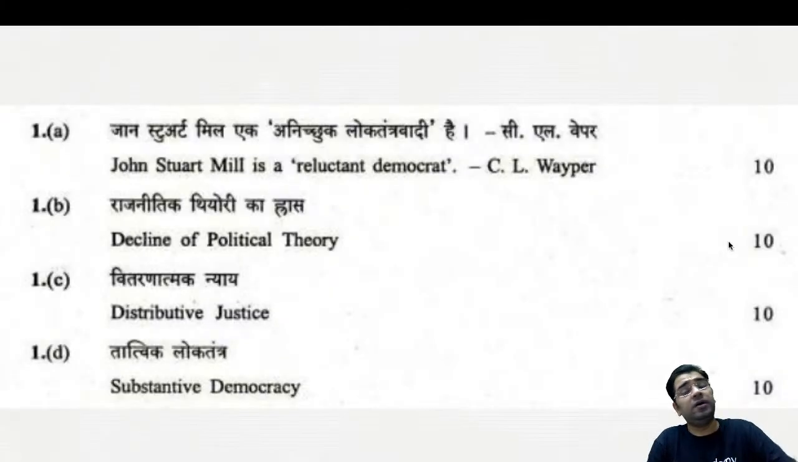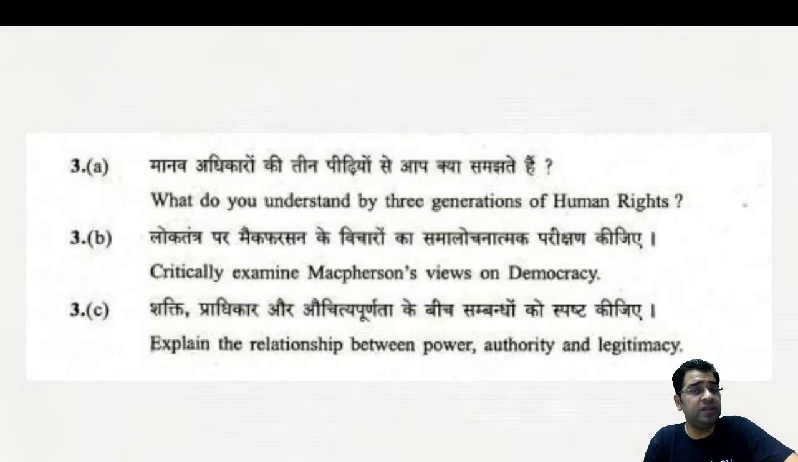Then you have a question on Mill. Mill is one of the thinkers. Political theory: what is the decline of political theory? What is distributive justice? What is substantive democracy? These are the previous year questions. See how direct they are. Once you do the classes, once you read the material, once you do it thoroughly, you will be able to write such answers.